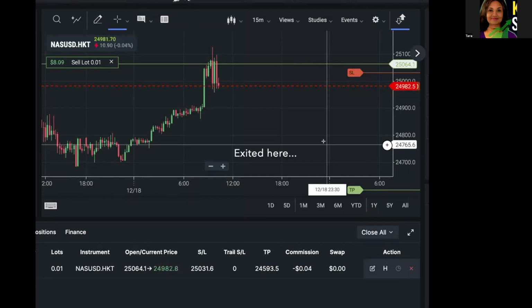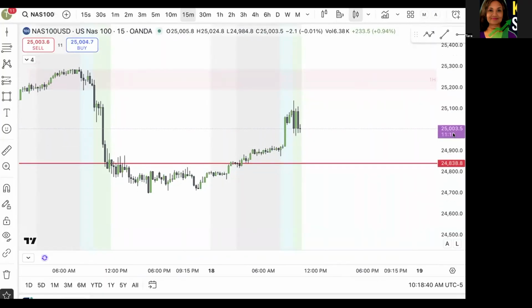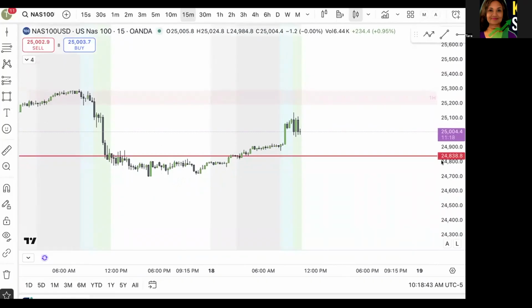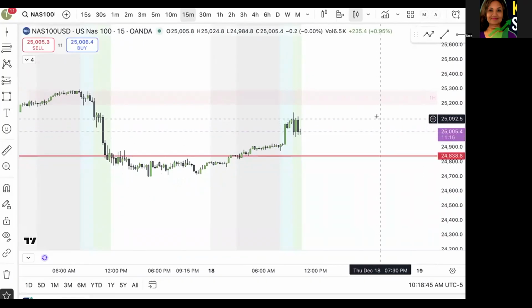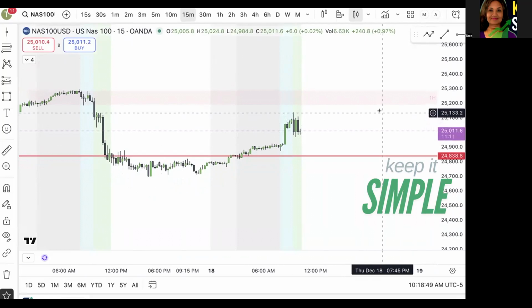Okay, and I exited the trade here because when we're looking at the 15-minute time frame, you can see that price really isn't going anywhere fast. So since we're starting to stall, it's a good time to exit the trade. Overall, though, we followed our plan. It was a quick scalp and it was successful.